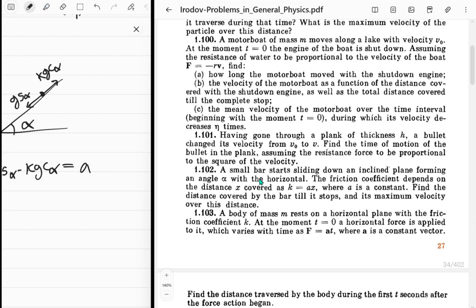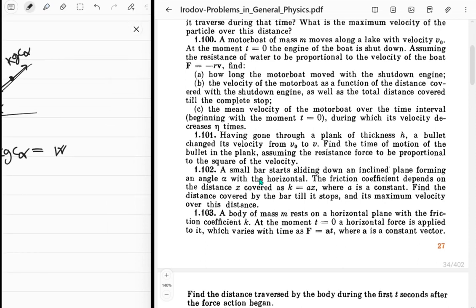It starts sliding down, so initially it should be 0. The friction coefficient depends on the distance x covered, as k is equal to ax, so k changes. Then it should be w over here, because you can't use two a's at the same time meaning different things. Find the distance covered by the bar till it stops. For that you can just write v dv upon dx, which makes perfect sense. So then you have v in terms of x.